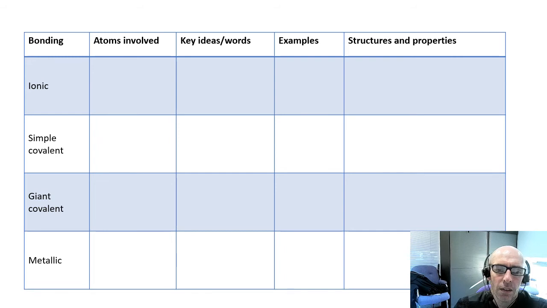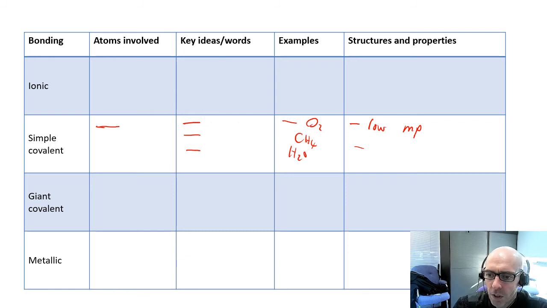So again, the atoms involved are both non-metals. Here we have sharing of electrons in pairs, covalent bond. Examples like O2, methane, CH4, water, H2O, no metals involved. And the structure, gases and liquids, low melting point, low boiling point, free to move.